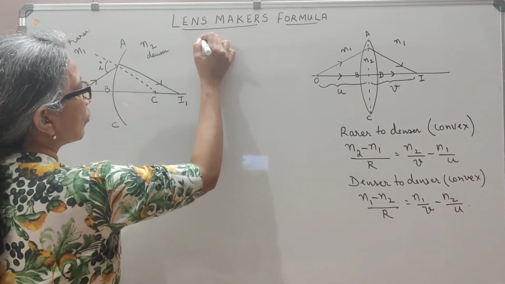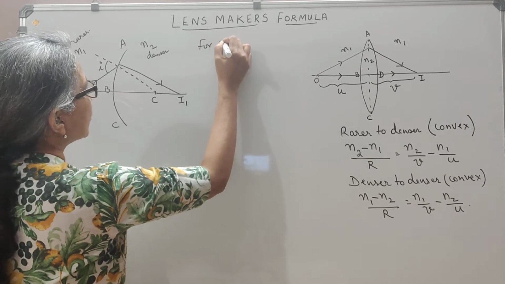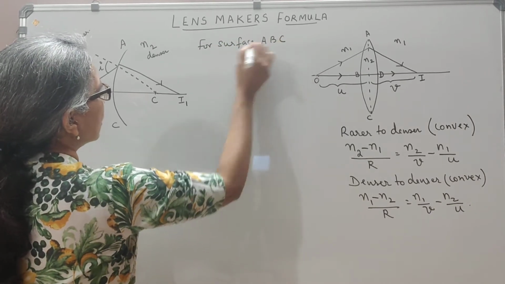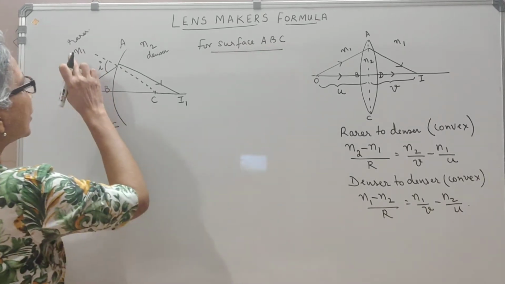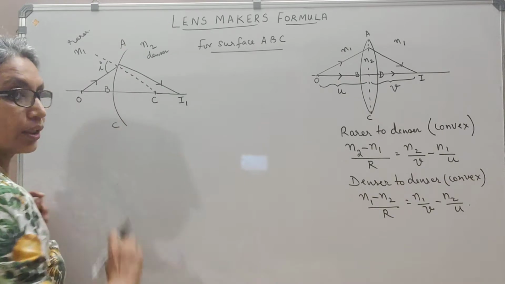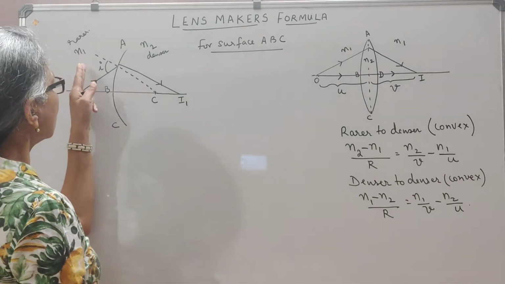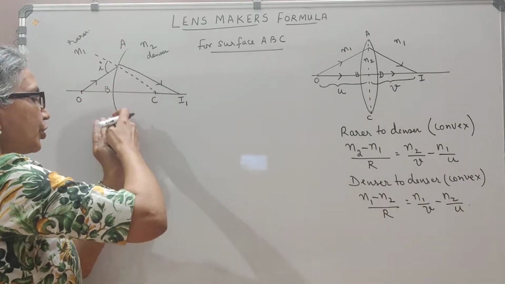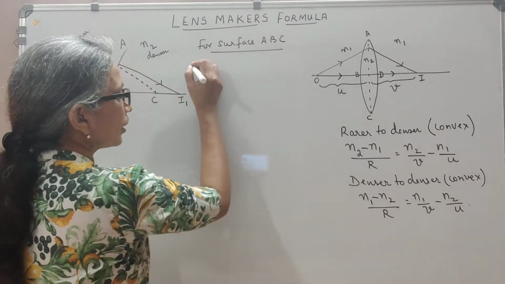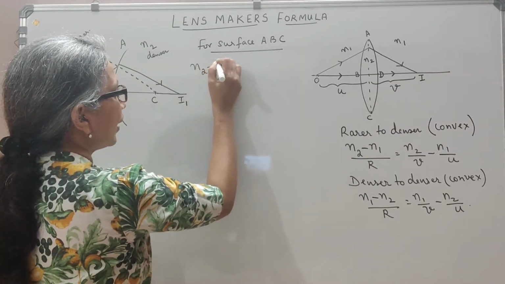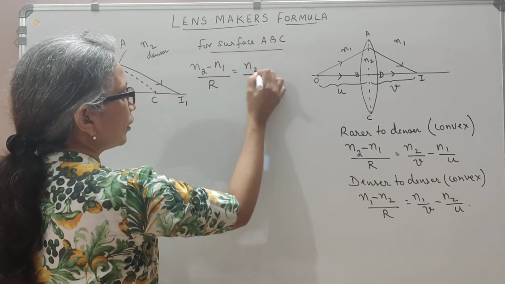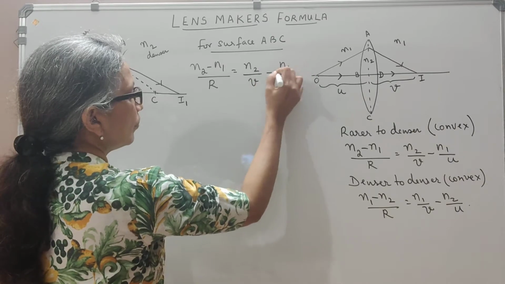So for surface ABC, we have a ray of light passing from rarer to denser, refraction occurring at convex, because I told you when you look from the rarer side, it's bulging out, so it is a convex surface. So we're going to take this formula. That will be N2 minus N1 by R equal to N2 by V minus N1 by U.